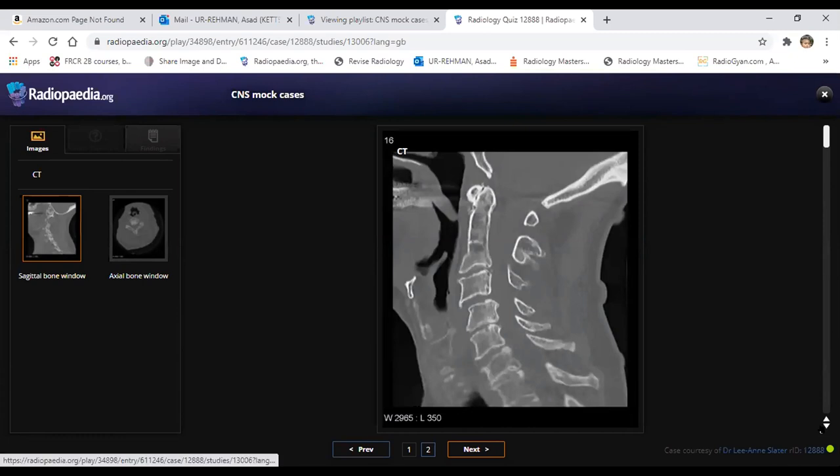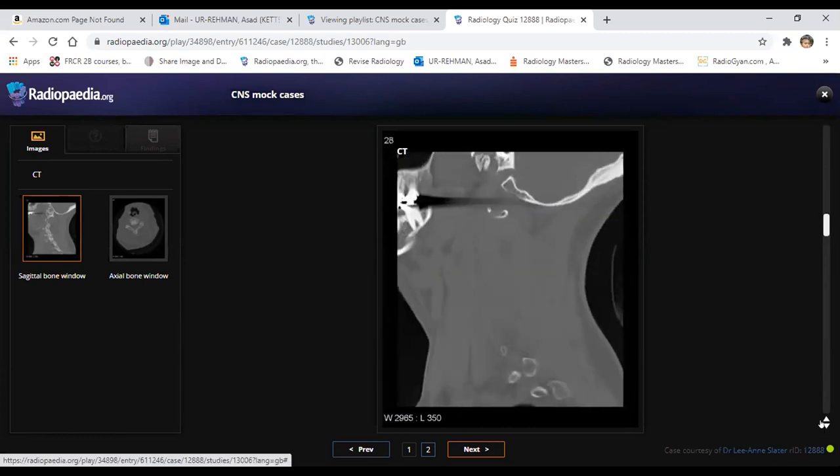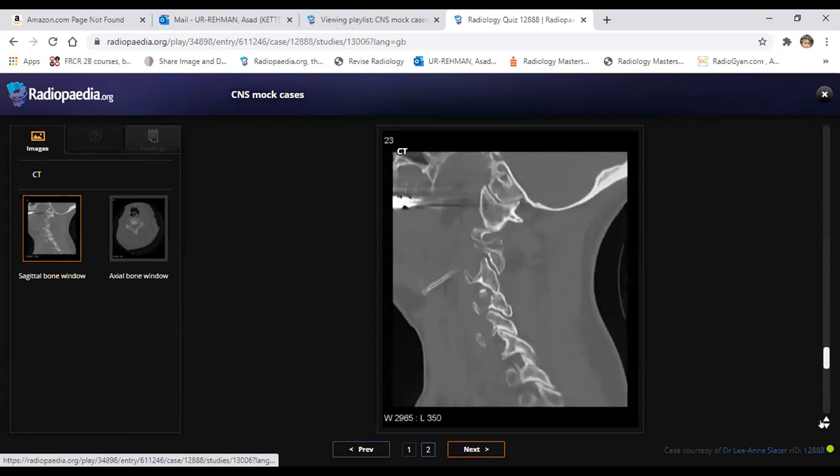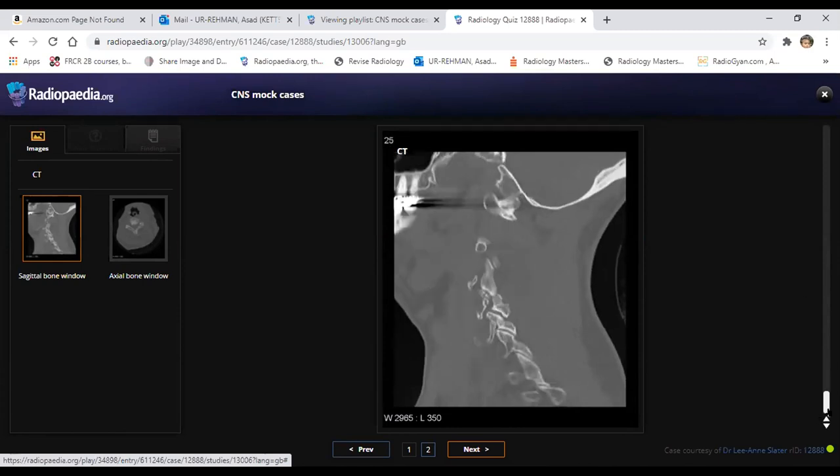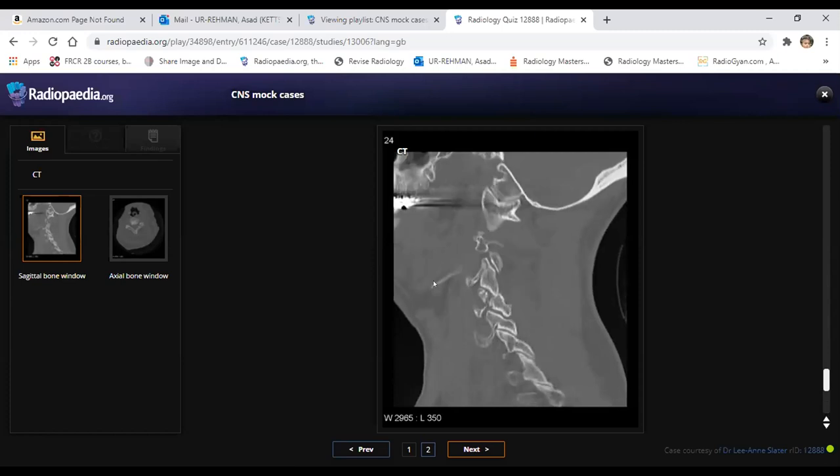Sorry to interrupt, but we'll have to summarize because it's 15 minutes. Yeah, I think after post reduction, I'm looking at the facet joint alignment here. Yeah, that's fine. So we can stop here.